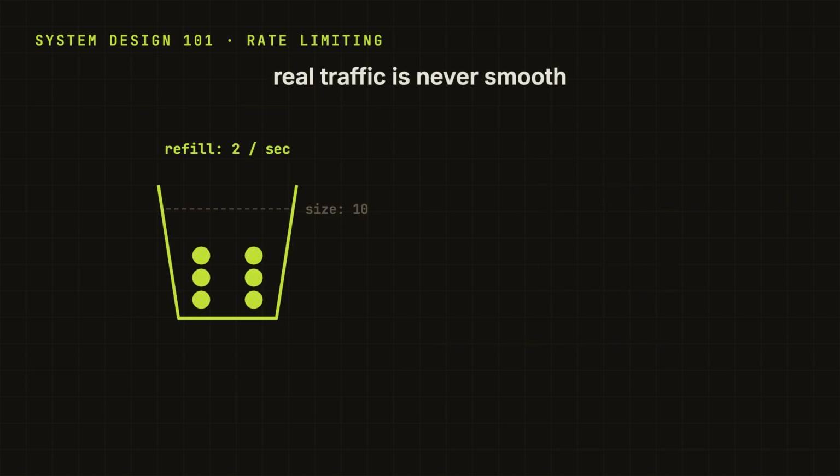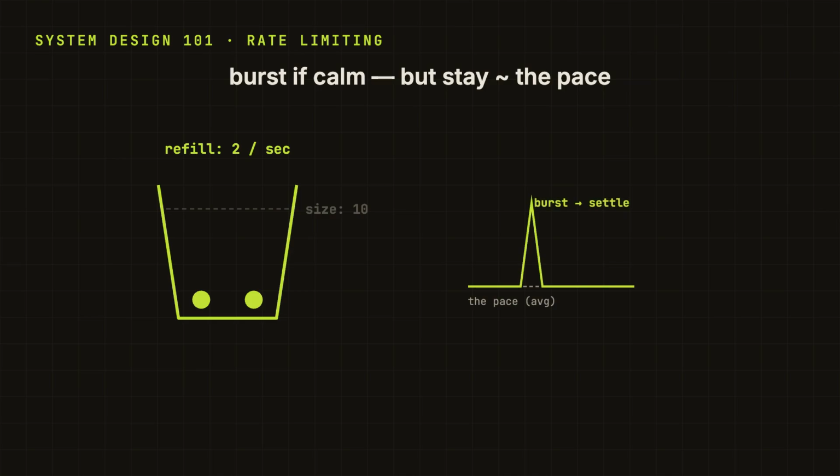And why is that actually nice? Because real traffic is never perfectly smooth. So let us say a user has been quiet for a few seconds. The bucket fills back to its max, 10 tokens. Now they can fire 10 requests instantly, a little burst, because they basically saved them up while they are idle. And then bucket empty. They drop back down to the steady 2 per second. So the bucket is saying, sure, burst a bit if you have been calm, but over time stay around this pace. And that matches how people actually use things. That is how you set the pace. So that is the whole mechanism.